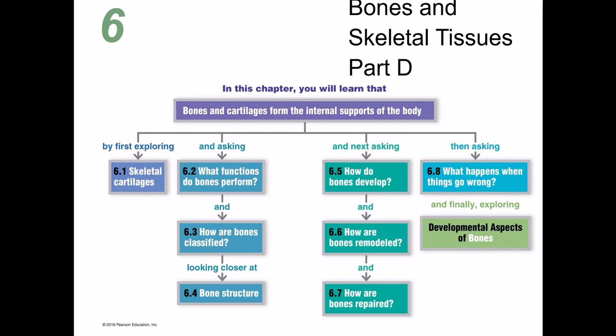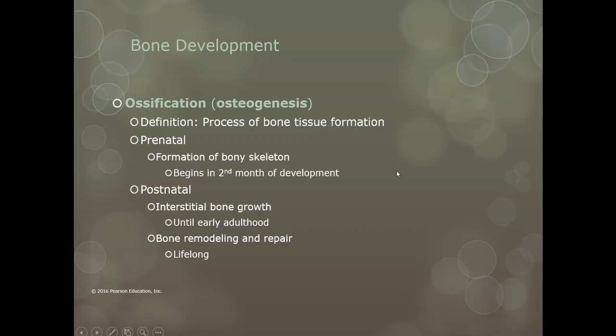So we're going to switch gears a little, focus now not on the anatomy of our bones and skeletal tissues, but some processes, some physiology associated with our bones and skeletal tissues, starting with how we get them, right? How do our bones develop? So the proper term for bone development is ossification or osteogenesis, formation of bony tissue. That's literally what those words mean.